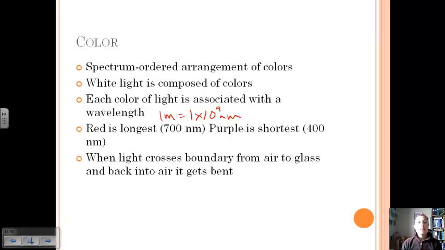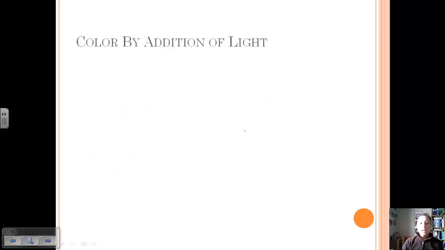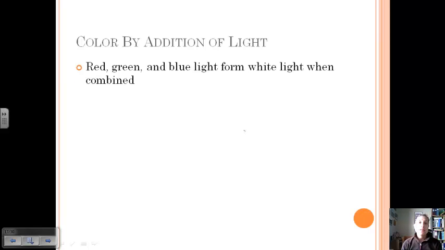When light crosses a boundary, like from air to glass and then back into air, it gets bent. If you think of a prism, light passes into the prism and then it gets bent, and what you see is a rainbow because it's bending or disturbing that light somehow. This causes white light to spread into a spectrum, which is why you usually see a rainbow with a prism. And so let's talk about some different manipulations of color.